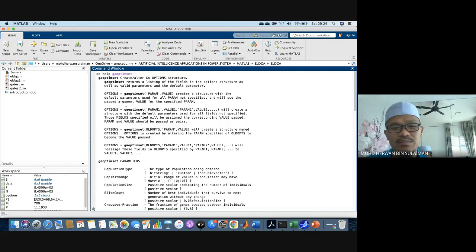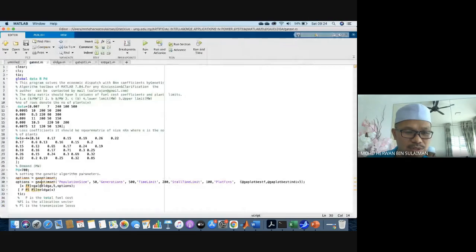Or you can set this if we have one parameter only. So let's say you want to set parameter 1, parameter 2, value, and so on and so forth. So this is how you program. As you can see just now, what this guy does is set the population size 50, the generations 500, time limit 200, stall time limit 100. If there is no significant change after 100 iterations, it will stop.